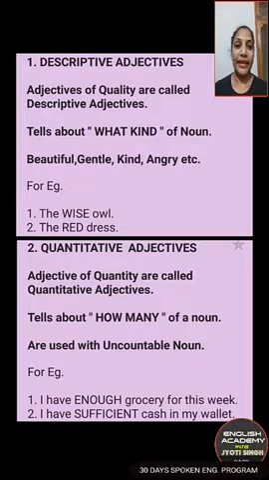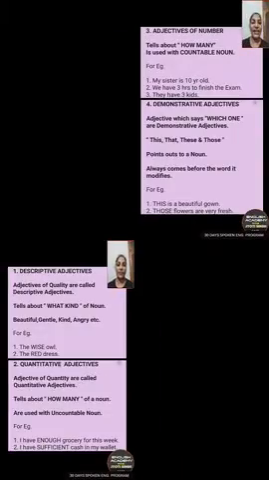Second, I have sufficient cash in my wallet. I do not know how much money I am having, right? But I know that it is sufficient for me right now. So I have sufficient cash in my wallet. Okay. So it is used with an uncountable noun. Cash could be in any amount. So I do not know that exactly. So that is why I have written here sufficient cash, enough grocery, right? I hope this is very clear. Let's move to the next.